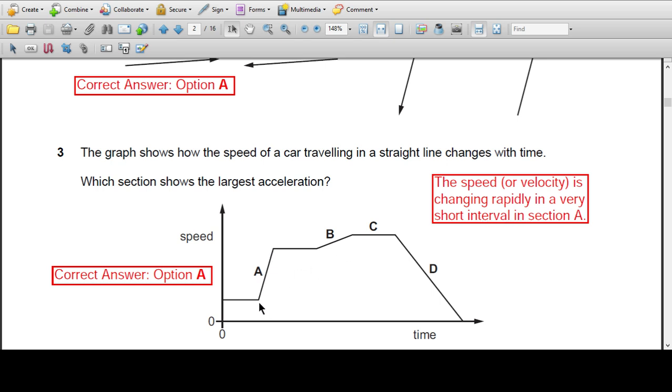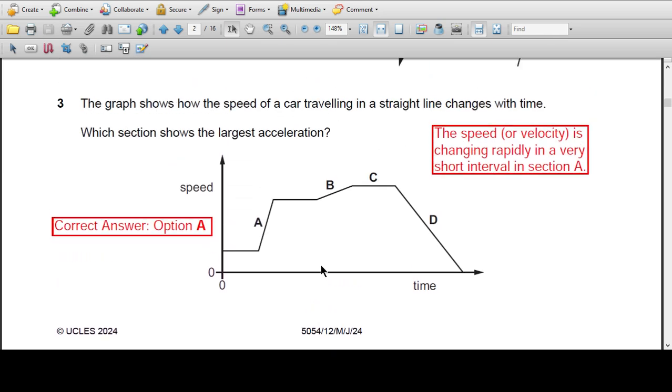In section A, here we have this velocity at this instant, and after that, suppose this is t1 and this is t2. The difference between t2 and t1 is delta t, and the speed changes from the initial velocity to this final velocity. So the change is high in section A. So option A is correct.